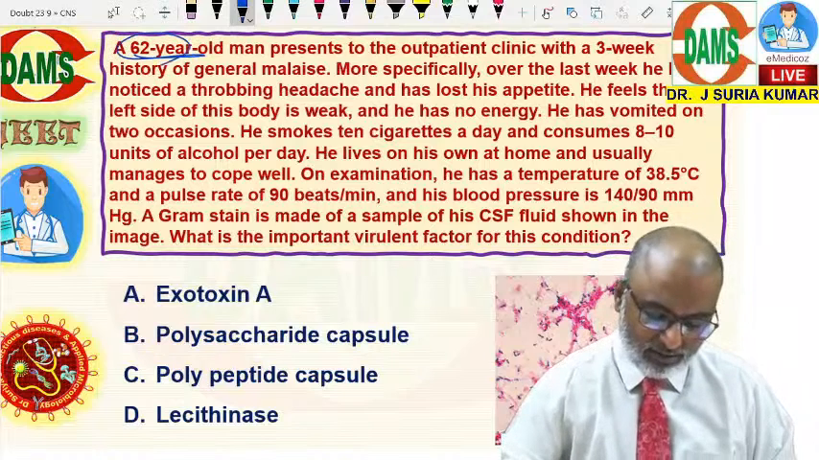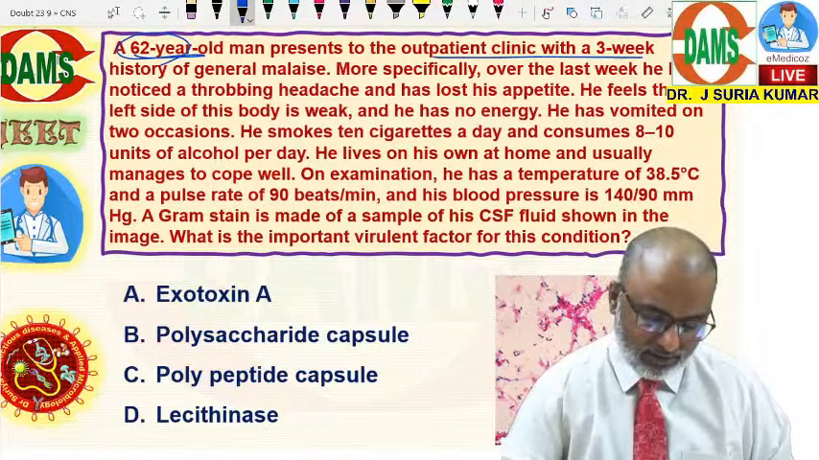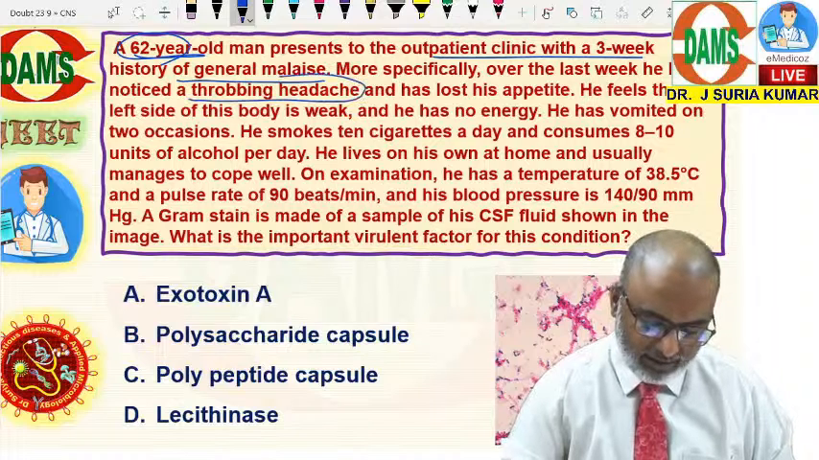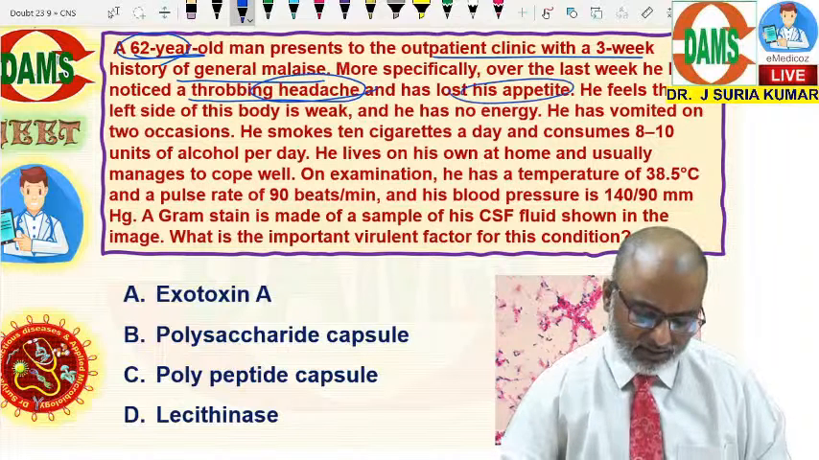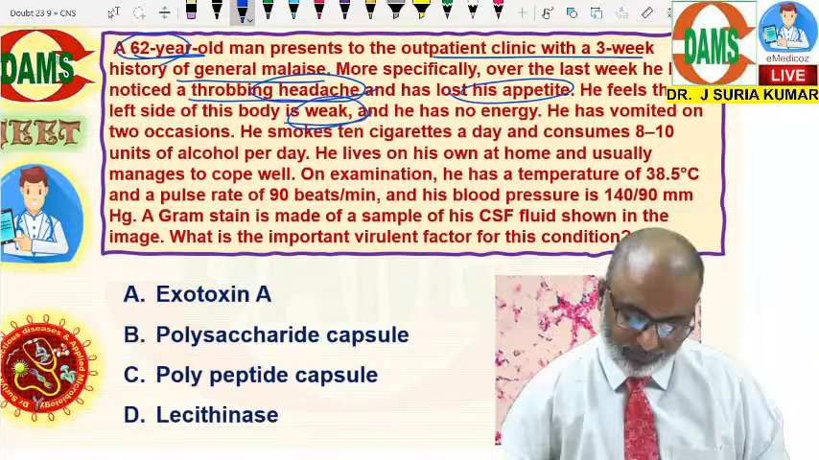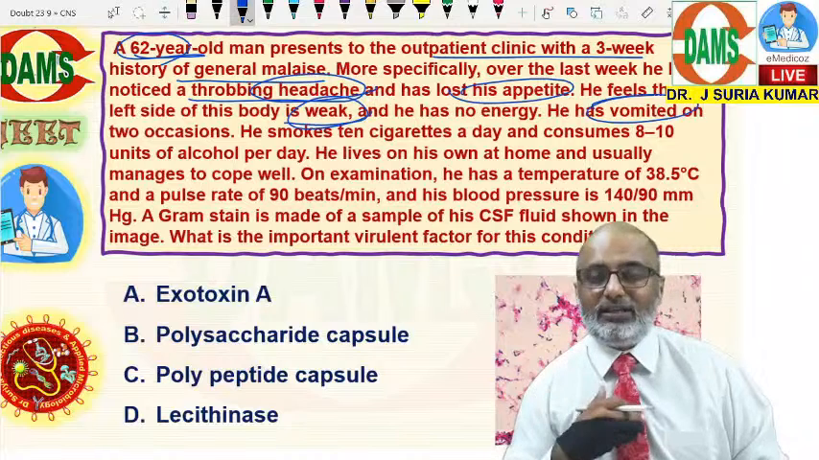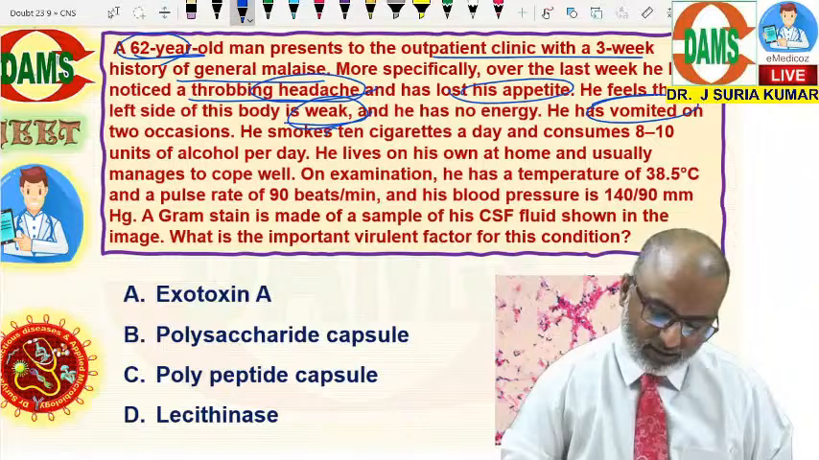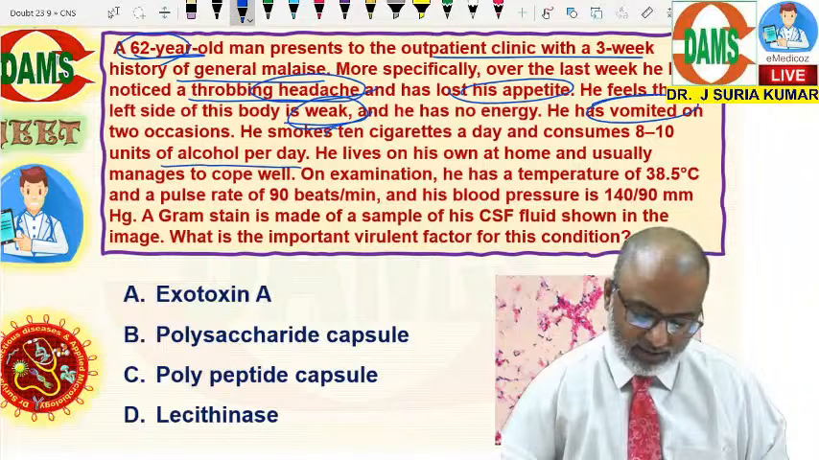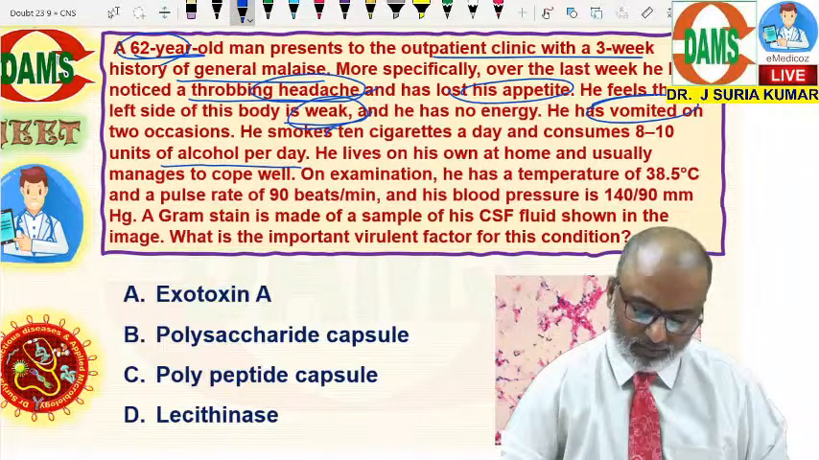A 62-year-old man presents to the outpatient clinic with a 3-week history of general malaise. More specifically, last week he has noticed a throbbing headache and lost appetite. He feels that the left side of the body is weak. Headache, weakness, no energy. He has vomited on 2 occasions. He smokes 10 cigarettes and consumes 80 units of alcohol per day. He lives on his own at home and usually manages to cope well. These are all unwanted points.